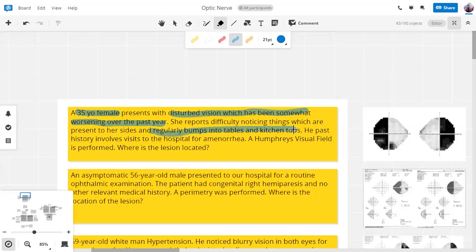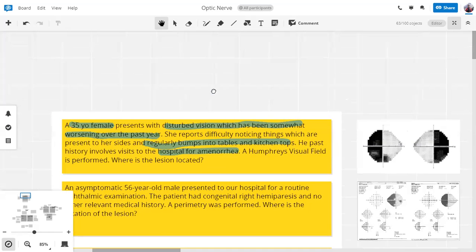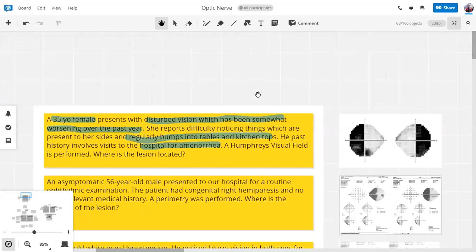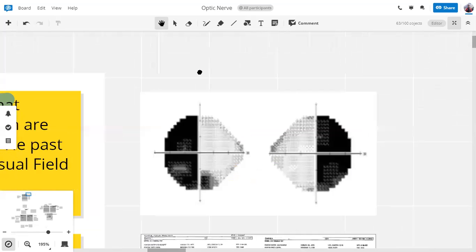Okay? Her past history involves a visit to the hospital for amenorrhea. A Humphreys visual field is performed. The visual field is given over here. Where is the lesion located? Achha. Chiasm, optic chiasm. Optic chiasm, right? So first thing, yes, optic chiasm.